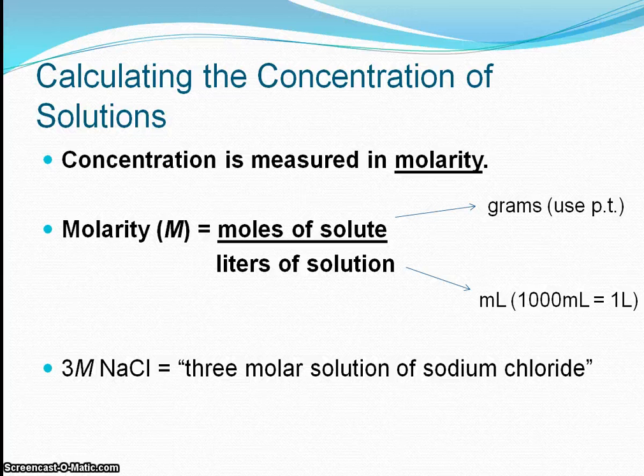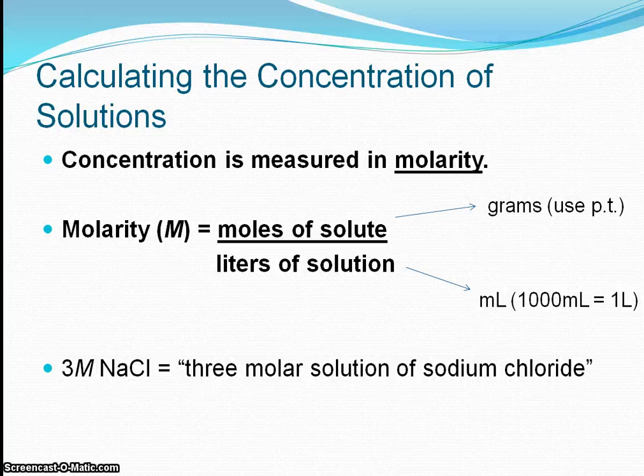So if they give you grams, you cannot put grams over liters to get molarity. What you have to do is first convert the grams into moles. And you know how to do that now, you just have to use the periodic table. So set up a little fence post, convert your grams into moles, and then plug that into the molarity equation. Same thing for liters, you have to have liters on the bottom of the fraction if you're solving for molarity. You cannot have milliliters. So if you're given milliliters, you need to convert it using this conversion factor, that there's 1,000 milliliters into 1 liter.